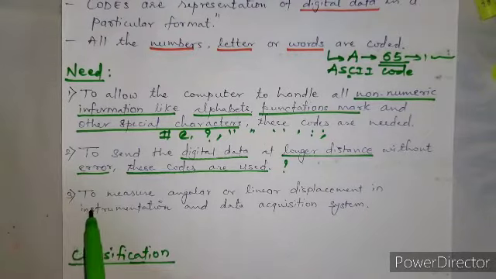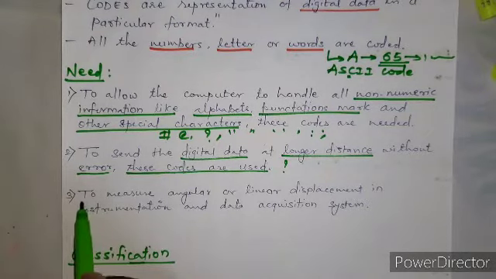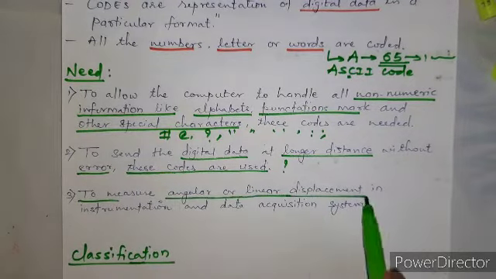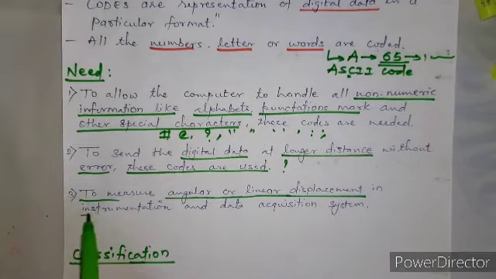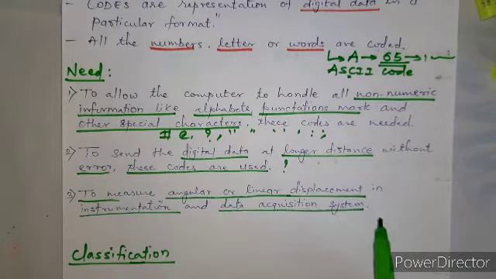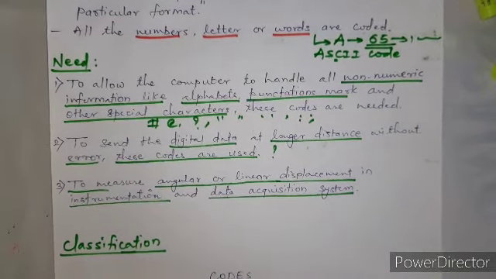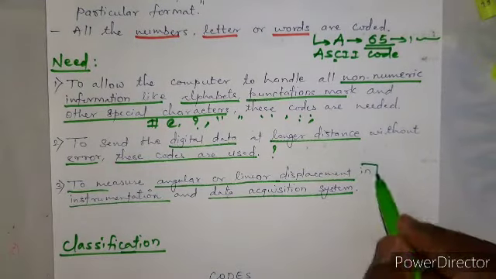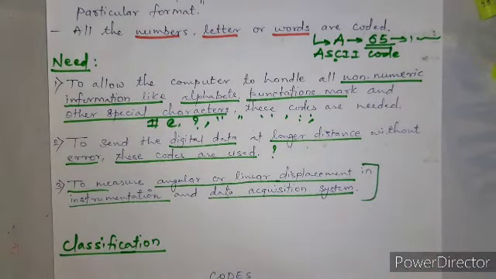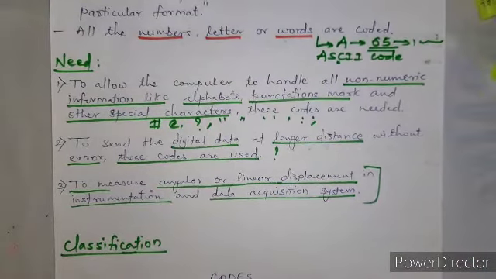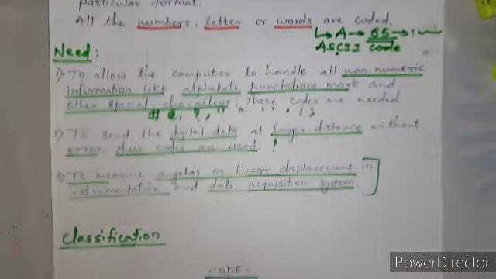Also for electronic and electrical students, you may find this point also: to measure angular and linear displacement in instrumentation and data acquisition systems, these codes are used. Now here we are going to study the Gray code and XS3 code. These types of codes are used for measurement systems also, right? So these are a few requirements or needs where these codes are useful.